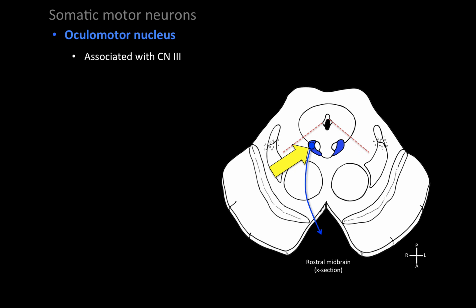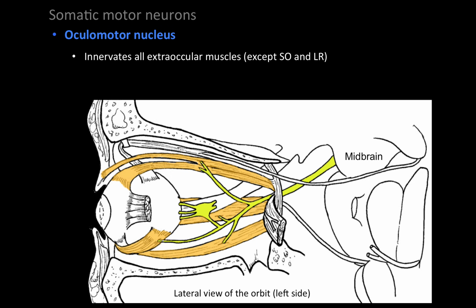Those axons course ventrally, right through the red nucleus and out the ventral surface of the midbrain, en route to the extraocular muscles. The oculomotor nucleus innervates all extraocular muscles except the superior oblique and lateral rectus. Here in this picture, we can see cranial nerve 3 exiting the ventral surface of the midbrain, transporting axons from the oculomotor nucleus. The arrow shows the oculomotor nerve branching out to the extraocular muscles, like the levator palpebrae superioris, which keeps your eyelid up.